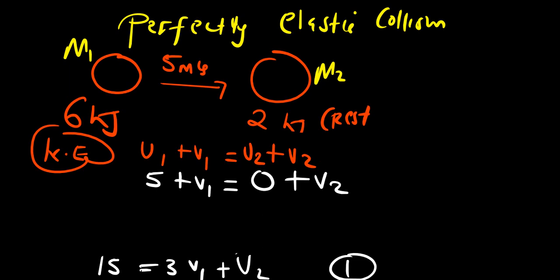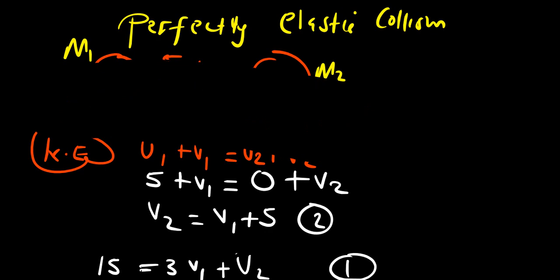So now that we have this, what are we going to do? Let's make v2 the subject of the formula. Because this is just a 0, v2 is just equals to v1 plus 5. This is another equation that we have. So let's call this one equation number 2 from kinetic energy. So now your job will be to solve these equations simultaneously. So allow me to wrap this part.